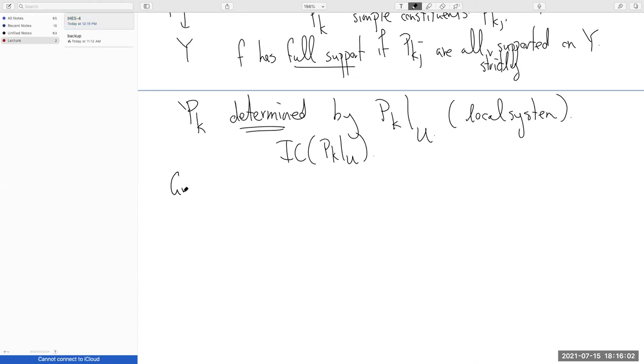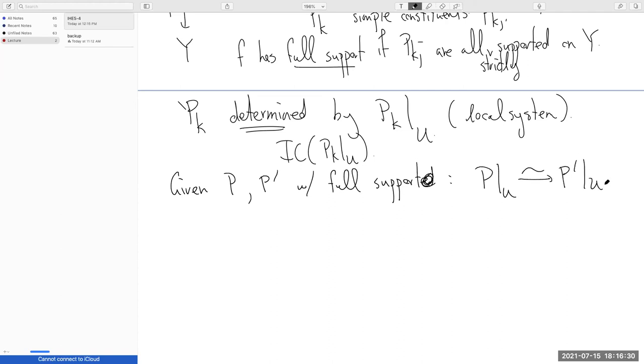And so the way you can use that is that imagine you're in a situation where you have two perverse sheaves, which have full support in the sense that they're determined algorithmically by their restriction to this open set. Then if you have, let's say, an isomorphism of this generic restriction, then you can promote it to an isomorphism over the entire base.